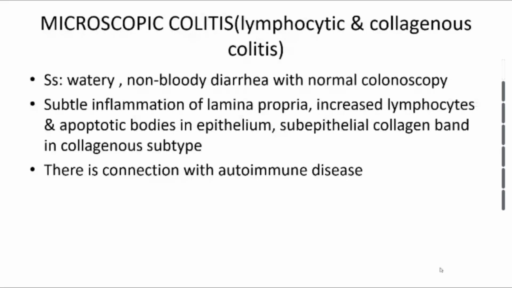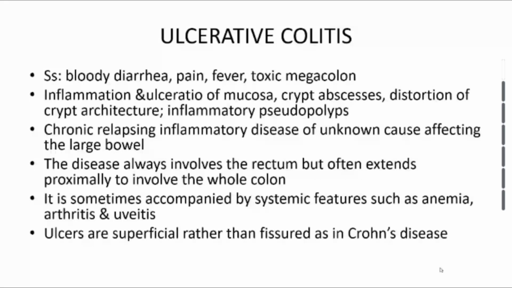Then there is what we call ulcerative colitis. This one is likely to present with bloody diarrhea, pain, fever, and toxic megacolon. When you talk of toxic megacolon, basically the colon is markedly enlarged. Then there is likely to be inflammation and ulceration of the mucosa. There are likely to be crypt abscesses, that is, where glands were, there will be some small abscesses. The crypts are also distorted in architecture. And then there are what we call inflammatory pseudopolyps.